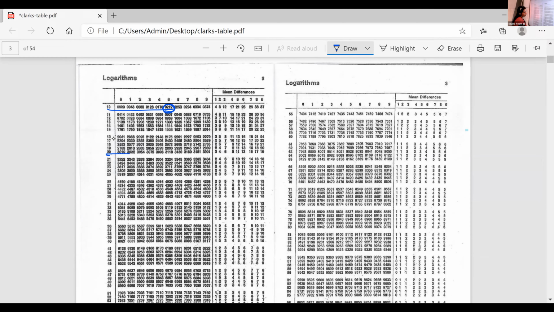So how will you do this one? Are you able to recall how you find the anti-log of a negative value? How do you find the anti-log of a negative value? If it is less than 0, what did we do?